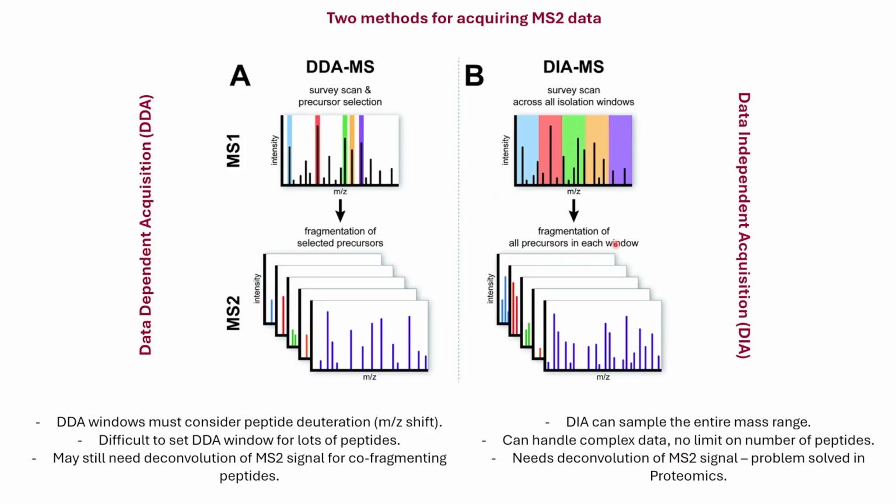And so while some of the isolation windows will contain mixed signal from multiple peptides, the deconvolution problem of the MS2 signal has been somewhat solved in proteomics. So we use some of the techniques to split the fragment signal for individual precursors out of the MS2 scans.